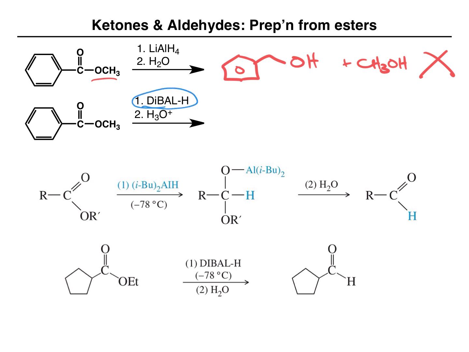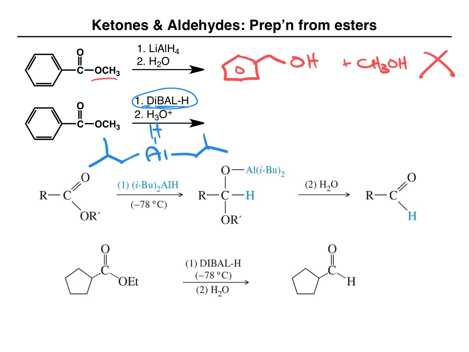So DIBAL is diisobutyl aluminum hydride. So we have aluminum with a hydrogen, and then this is connected to two isobutyl groups. So isobutyl, 1, 2, 3, 4 carbons, and there's a methyl branch. So we have diisobutyl aluminum hydride.